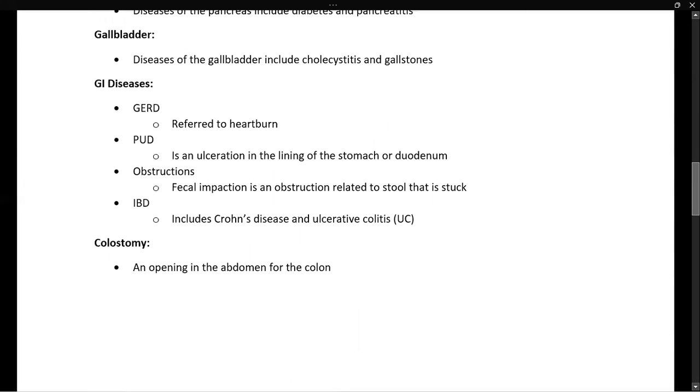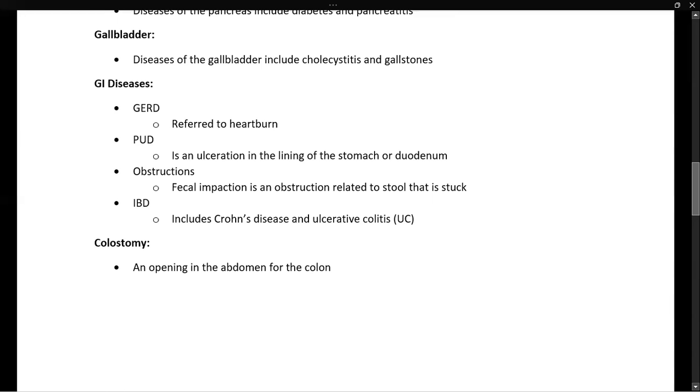Finally, just to wrap up, we're going to go through very briefly a few GI diseases that you may be aware of, and we'll discuss these much more in depth when we go through GI at the med-surg level. GERD, or gastroesophageal reflux disease, is commonly referred to as heartburn. Peptic ulcer disease is an ulceration in the lining of the stomach or the duodenum, depending on whether it's a gastric ulcer or a duodenal ulcer.